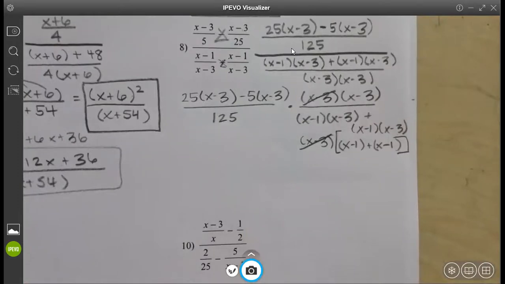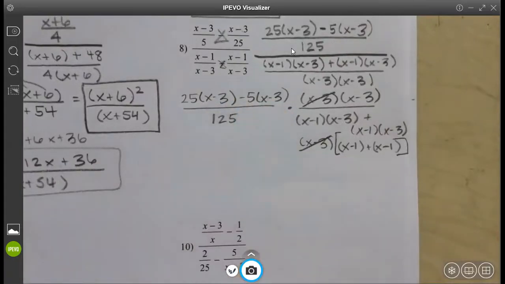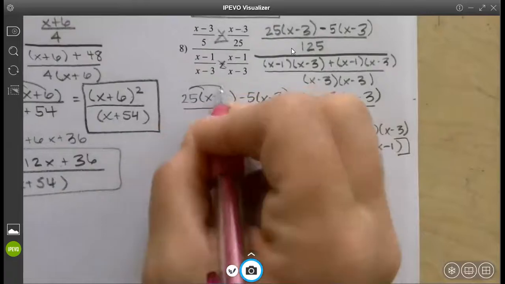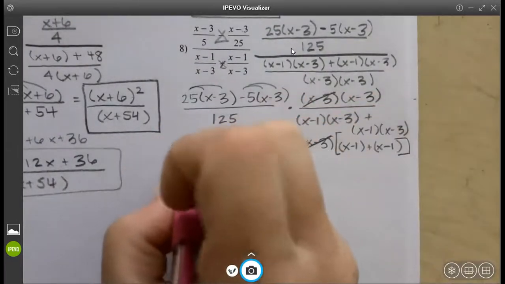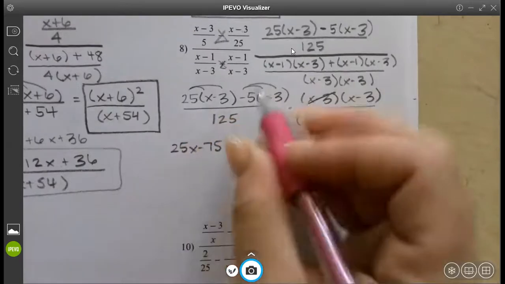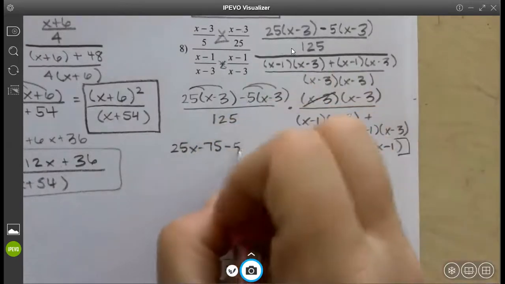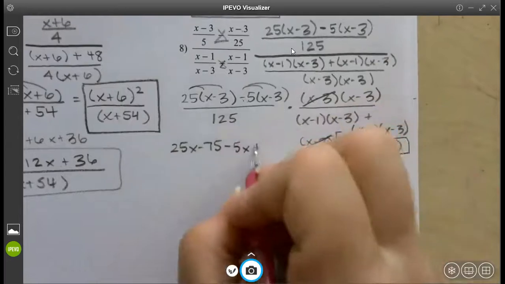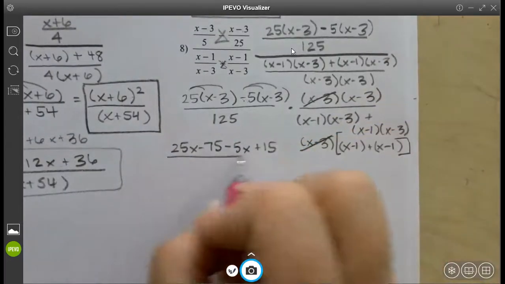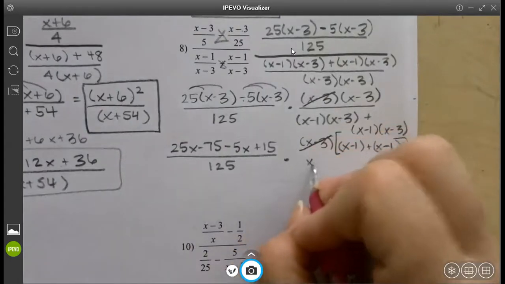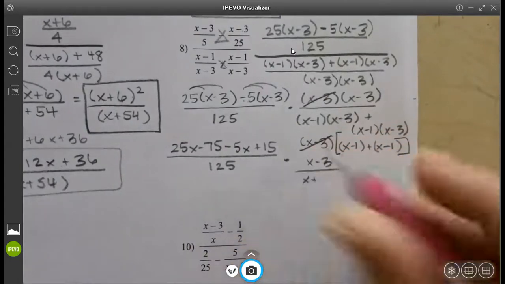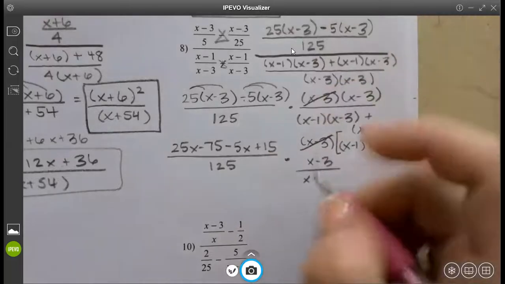All right. What do these both have? So we could have taken that out as well. I'm going to go ahead and multiply it out just so you guys can see it, and then we'll clean it up. We have 25x minus 75. Distribute a negative 5 times x is negative 5x. Negative 5 times 3 is a positive 15 over 125. Times we have an x minus 3 over x minus 1 plus x minus 1.